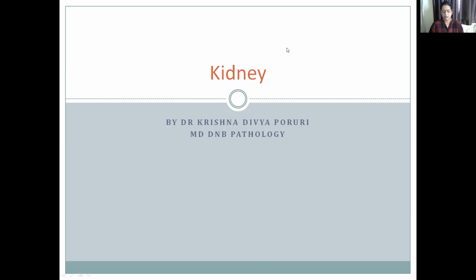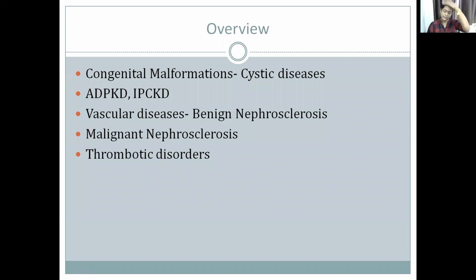So today's class is about cystic disease and vascular disease. We have talked in the last class about glomerular diseases and the tubulointerstitial diseases. We've also spoken about the glomerular diseases in detail, the nephritic and nephrotic syndrome. So today the class is about the congenital malformations, including the cystic disease, the adult polycystic kidney disease, and the infantile polycystic kidney disease, the vascular diseases, benign nephrosclerosis, malignant nephrosclerosis, and the thrombotic disorders, which also include the vascular disease.